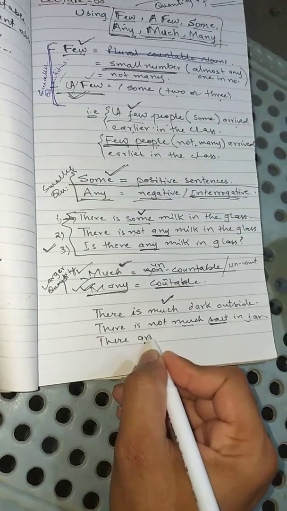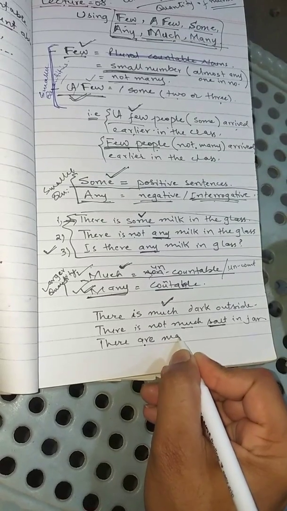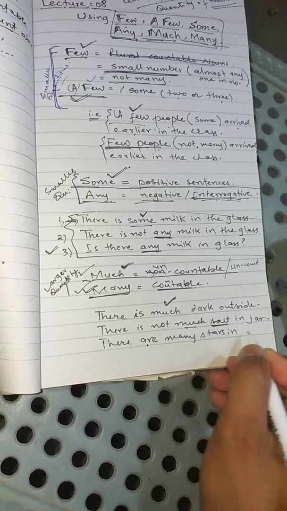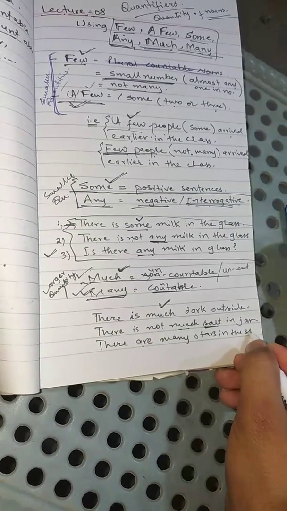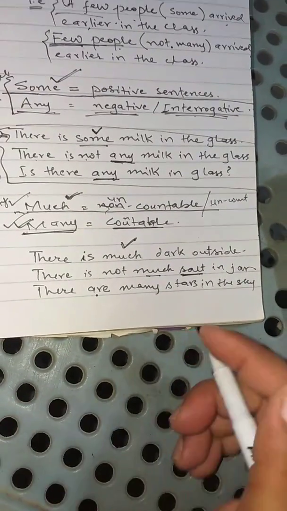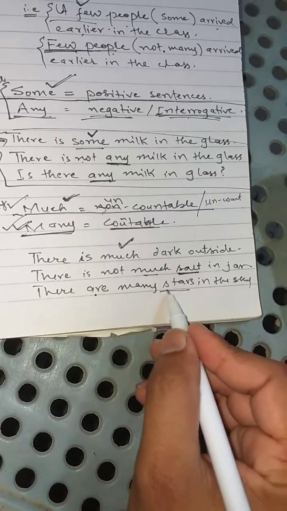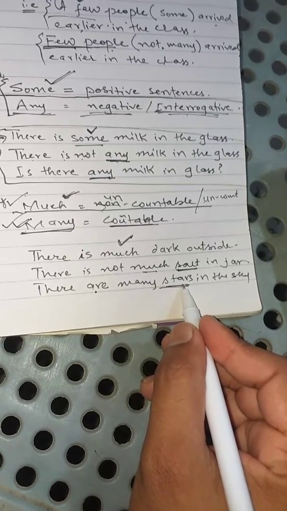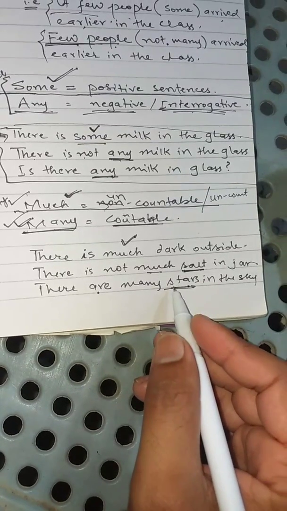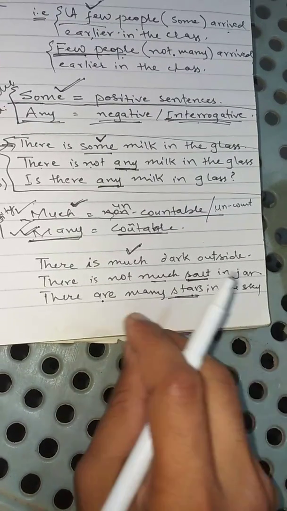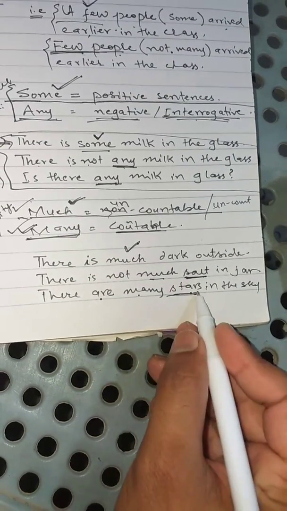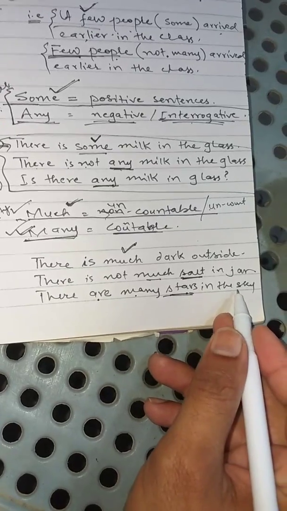there are many stars in the sky. Okay, so as I told you, you can separately count the stars. Alright, the stars are infinite, they are unlimited, but they are countable. Separately you can count the stars, so that's why we use many stars in the sky.